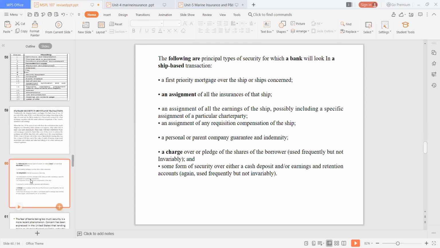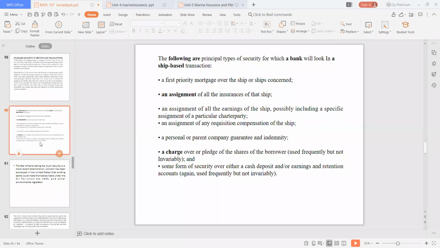These are the principal types of security which a bank will look at in ship-based transactions. We discussed the various assignments here. One important question is: what are the various principal types of security? You can write this answer in the examination also. A charge over or pledge of the shares of the borrower will be used frequently, and some form of security over a cash deposit and/or earnings and retention accounts. So banks will follow various things.